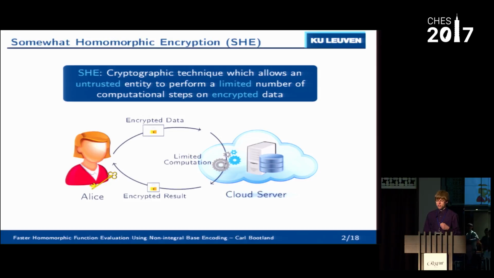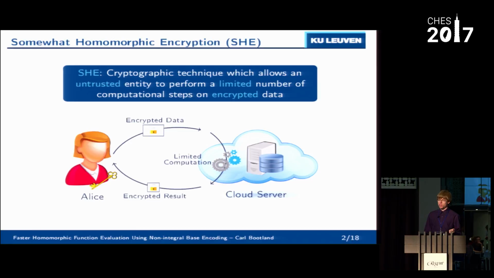So what Alice can do is first encrypt her data and send it to the cloud, together with information about what function she wants to compute. Because the cloud doesn't have the secret key, it cannot learn any information about Alice's data. But what the cloud can do is perform some limited number of computational steps. You should think of these computational steps as additions and multiplications. Once it's done this, it sends back to Alice an encrypted result, and Alice can decrypt and get the result she wanted.